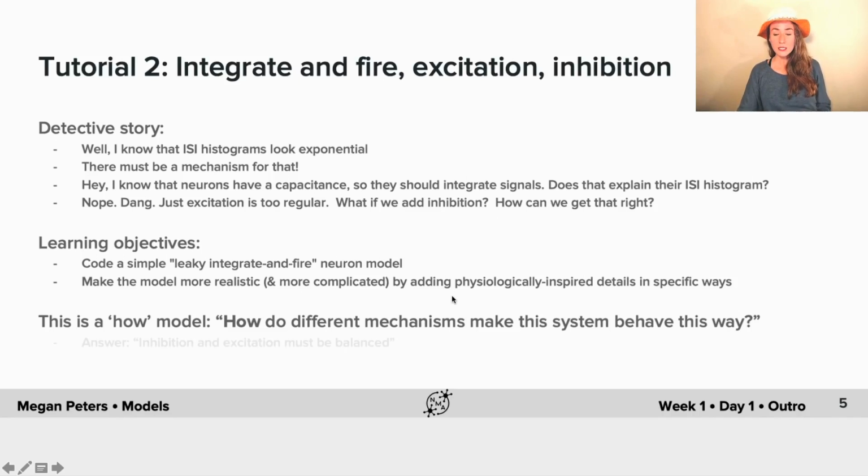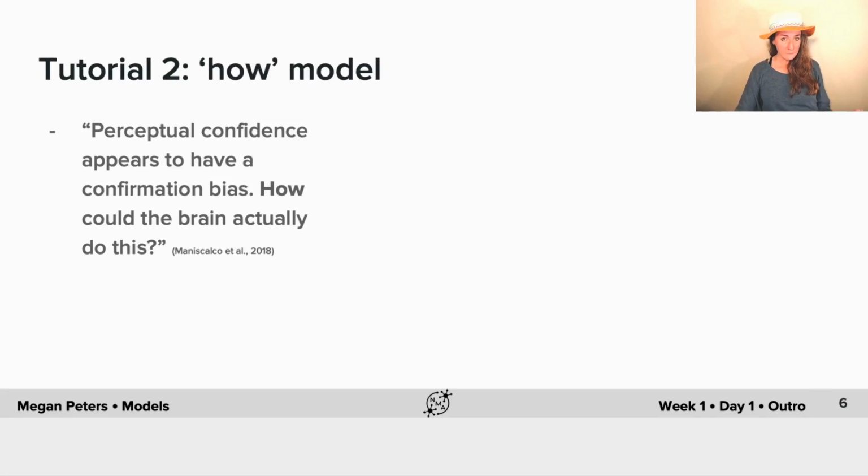And what we discovered is that the way to get the system to behave correctly is that we have to make inhibition and excitation totally balanced within the system. So that was the tutorial that we did today.